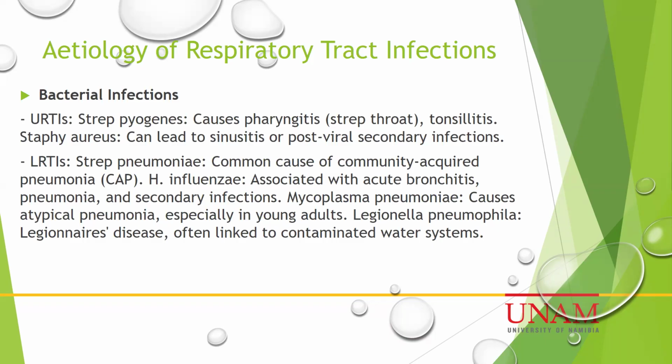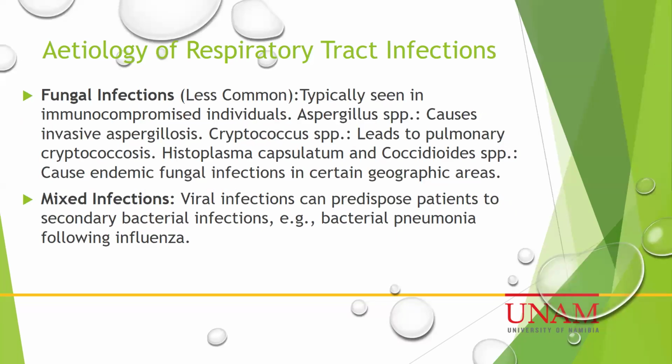The reason why it's important for us to know the common organisms causing these infections is due to the choice of empiric antibiotics or antiviral agents that may be used empirically for these infections. Fungal infections are less common, but typically seen in immunocompromised individuals, where we have Aspergillus species, which causes invasive aspergillosis, and Cryptococcus species, which leads to pulmonary cryptococcosis.